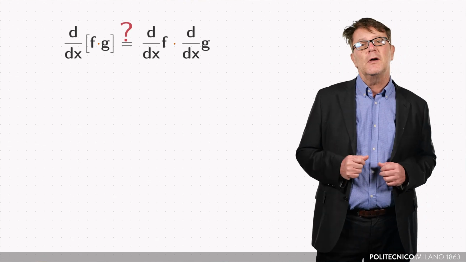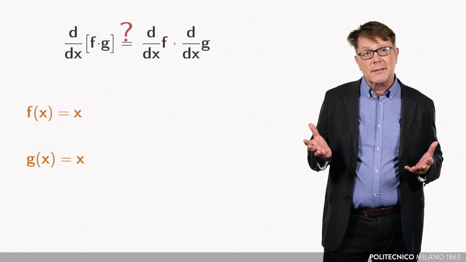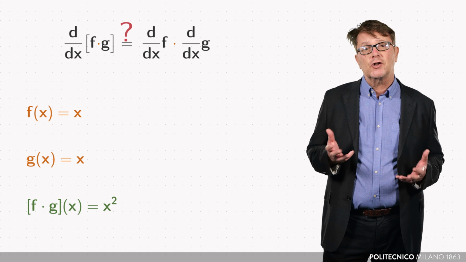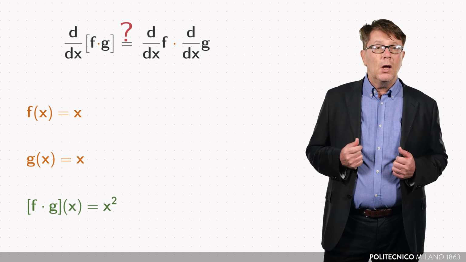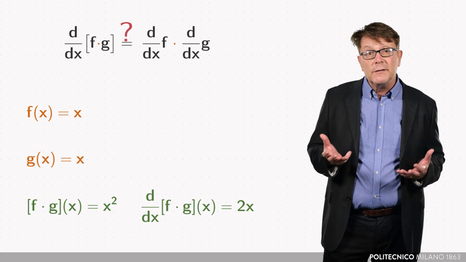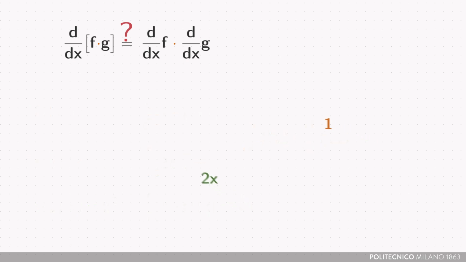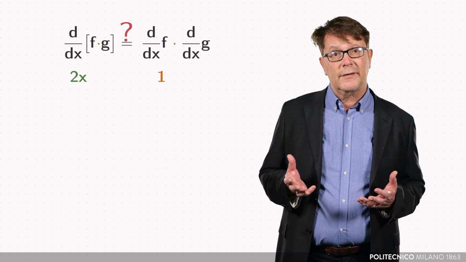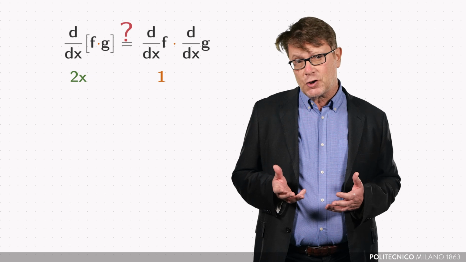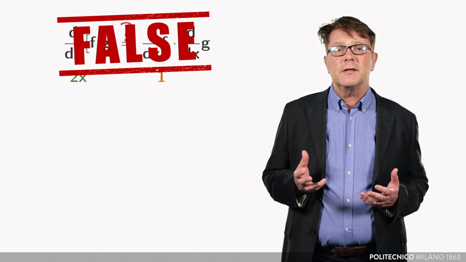To convince ourselves, let's consider an example. We take both f and g equal to x, so f times g is the function x squared. The derivative of f times g is 2x, while the derivative of f and g is equal to 1, and therefore their product is equal to 1. Clearly, 2x and 1 are two different functions, so it is not true that the derivative of the product is the product of the derivatives.